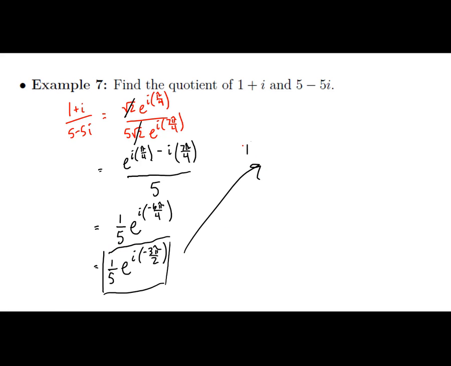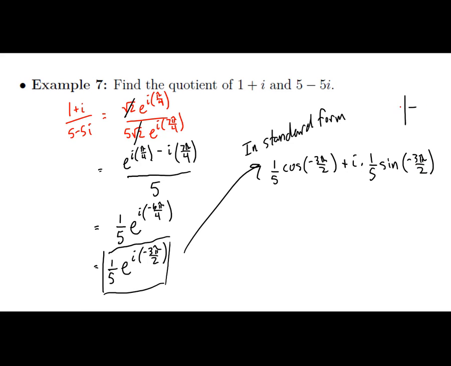But then if we want to go in standard form, which is kind of nice to do in this one, I think, because negative 3 pi over 2 is a nice value. We would write 1/5 cosine negative 3 pi over 2 plus I times 1/5 sine of negative 3 pi over 2.